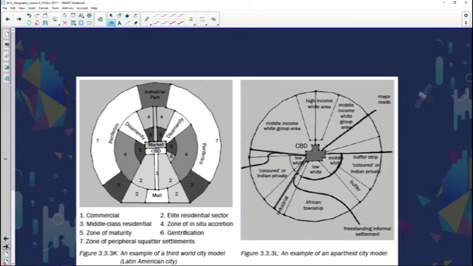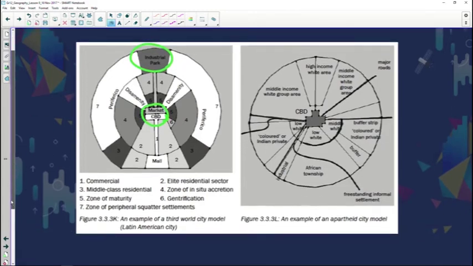Now there's an example of third world countries. As you can see, your CBD right in the middle, your low income closest to it, your industrial parks furthest away because of the amount of pollution. And as you can see, your different income residential areas.